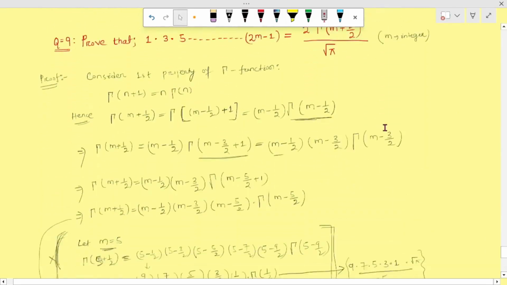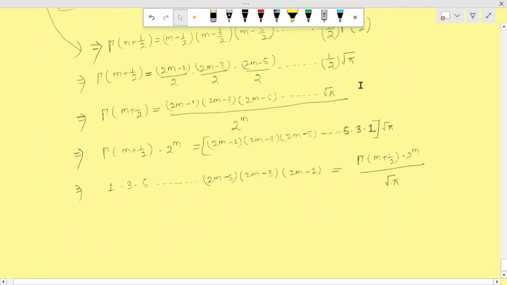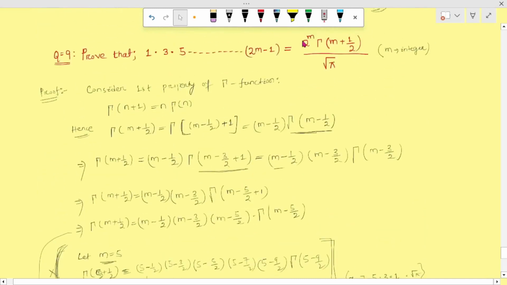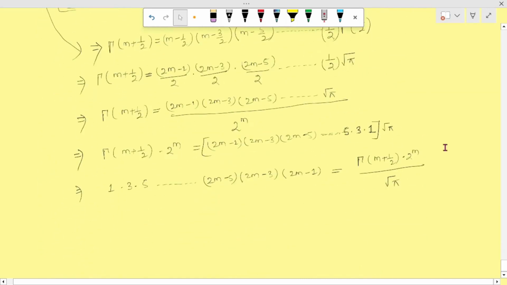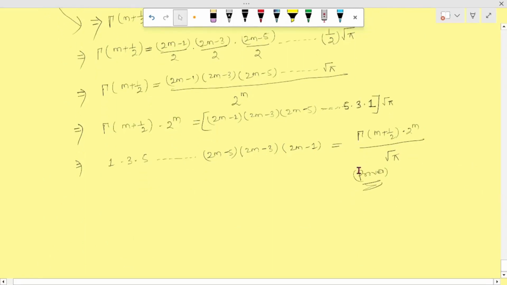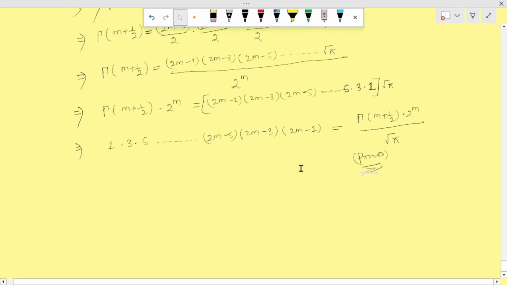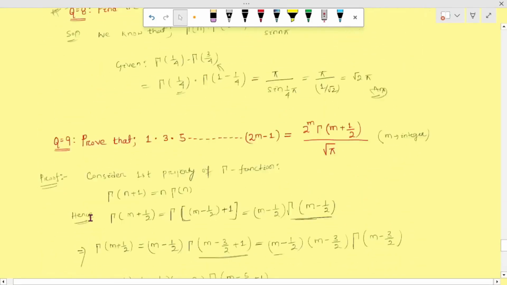Here you can see gamma m plus 1 by 2, 2 to the power m by root pi. Okay, so hence we proved it. Now we are going to go for another simple question, question number 10.